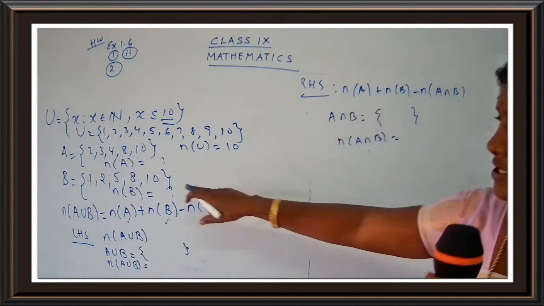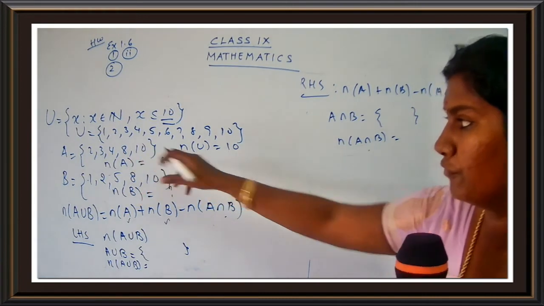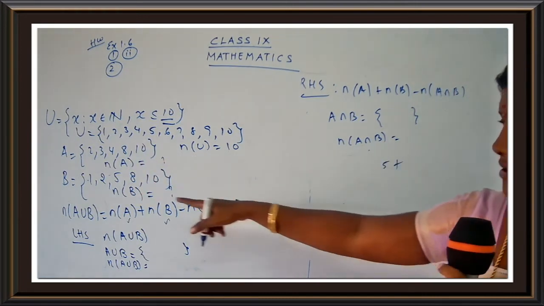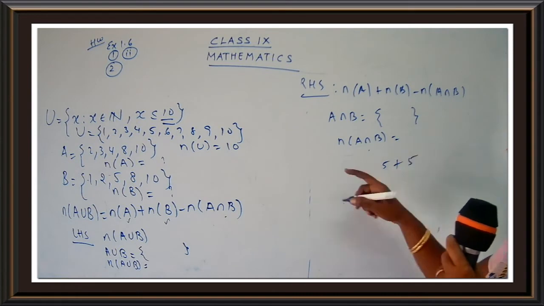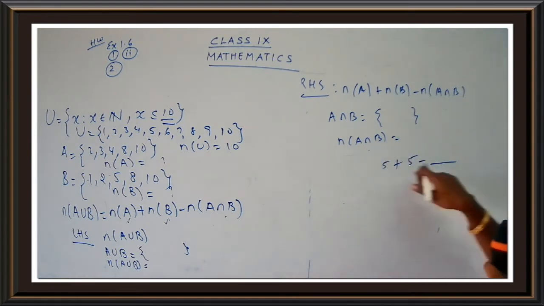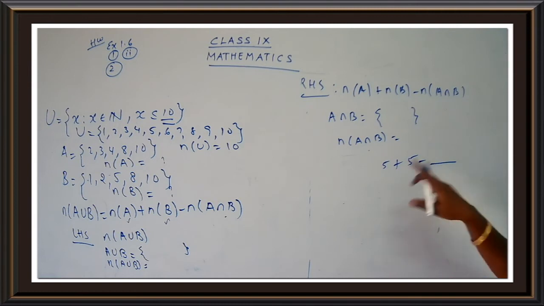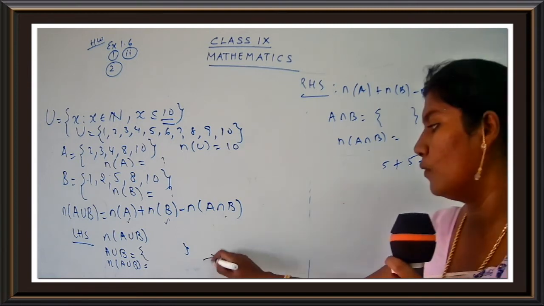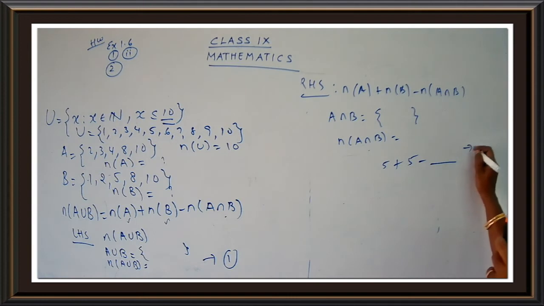So put here, what is n of A? 5. 1, 2, 3, 4, 5. So 5 plus 5 minus, find out and write the value. So this answer and this answer should be the same. You can put number 1 here and number 2 here. So from 1 and 2, LHS is equal to RHS, hence verified.